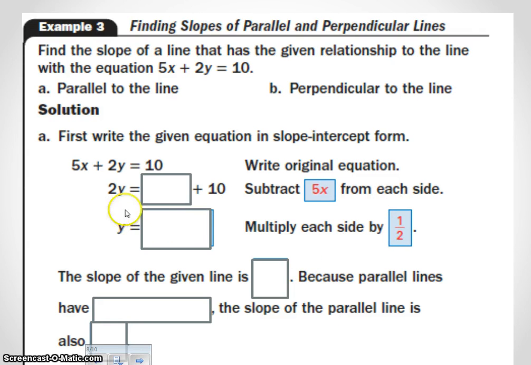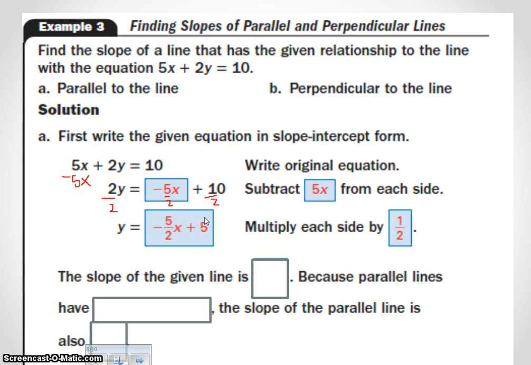Finding slopes of parallel and perpendicular lines. First of all, make sure your equation is in slope-intercept form. You need to subtract 5x from both sides. So you have negative 5x plus 10. Then we want to divide by 2 by everything. You end up with negative 5 over 2 x plus 5.